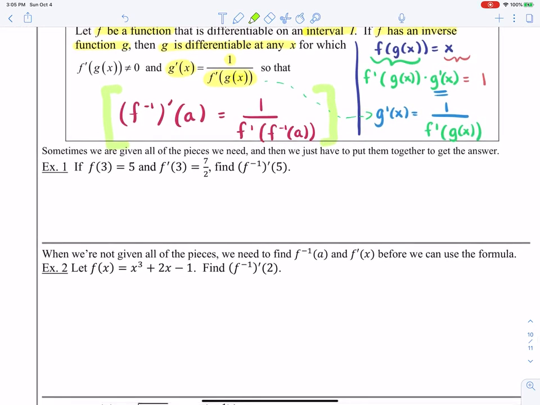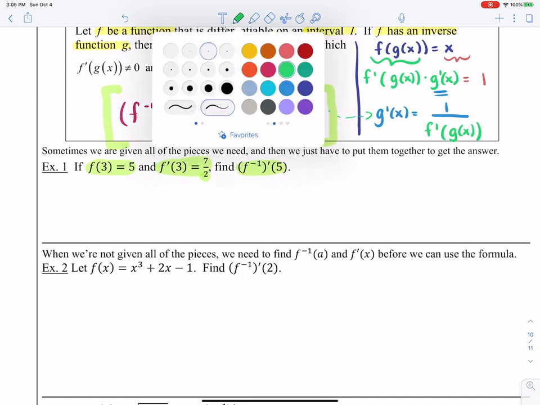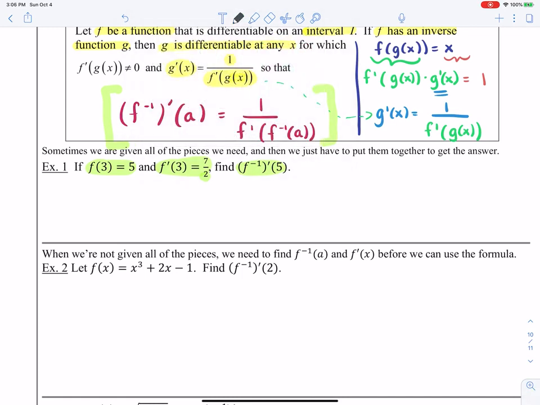First example says f of 3 is 5 and f prime of 3 is 7/2. Find f inverse prime of 5. So we need to start by making some declarations here, okay? We know that f of 3 is 5. This means that f inverse of 5 is 3. So that's the first thing that's really, really important to understand here, okay? We also know that f prime of 3 is 7/2, okay?